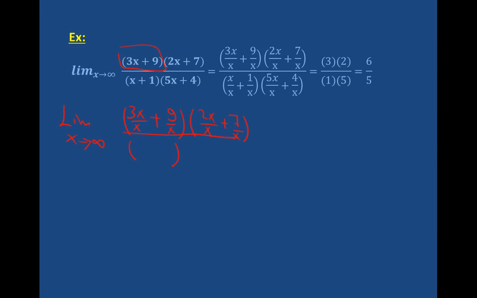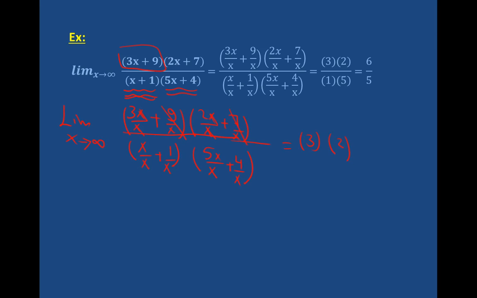In x plus 1, the greatest power of x is x power 1. Then I'll divide it by x power 1. Also here, the greatest power of x is x power 1. I'll divide it: 5x over x plus 4 over x. Then x will be cancelled by x, and the remainder equals 3, 9 over x equals 0, 2x over x, and the remainder equals 2.